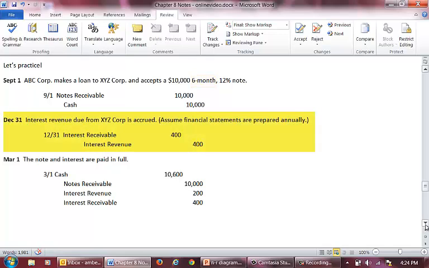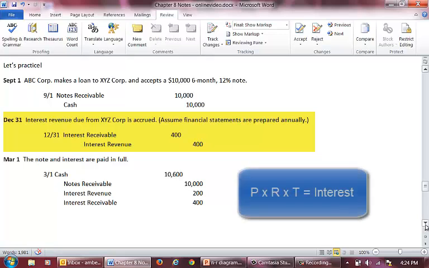If we assume that ABC prepares financial statements annually, we must accrue the interest earned on the note at December 31st. We will not receive payment until March 1st of the next year, but we have earned the revenue in the current year, so we must report the revenue in the current year. Before we prepare the entry, we must first calculate the interest.